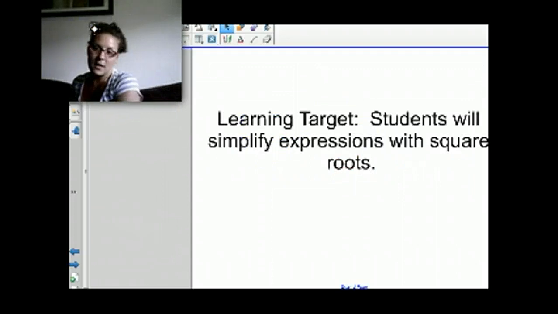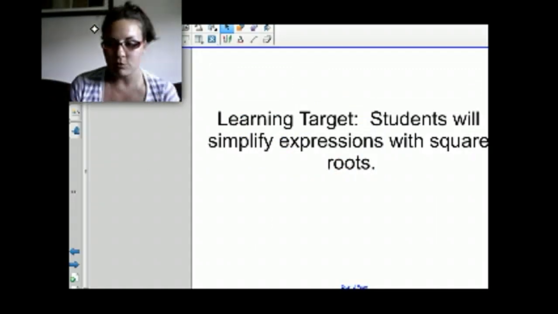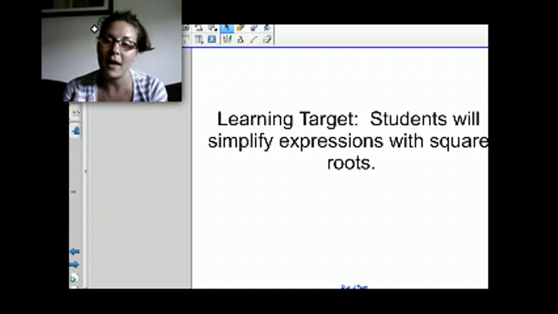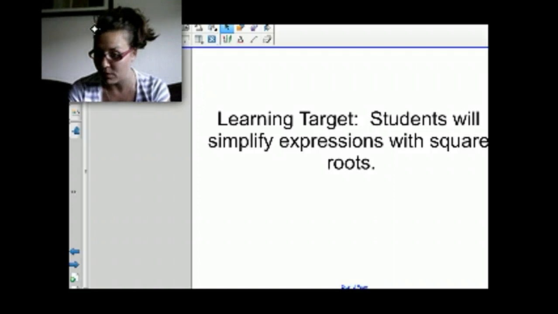So our learning target today was that students will simplify expressions with square roots. Knowing the number categories is what we did today as well. That is important as we move forward with learning what numbers we can use for solving square roots.